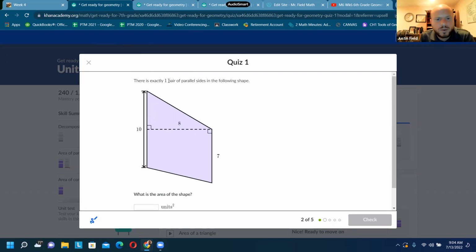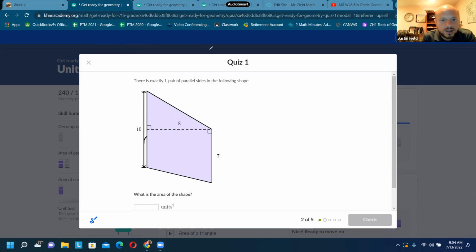There is exactly 1 pair of parallel sides in the following shape. Okay, do you see them? Parallel sides are sides that do not intersect. And so they would be right here and here. That is the symbol for parallel. All right, what is the area of the shape?